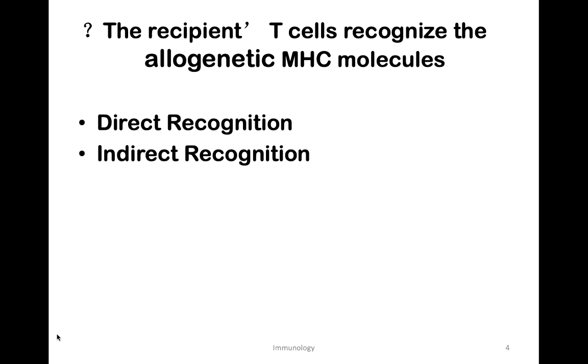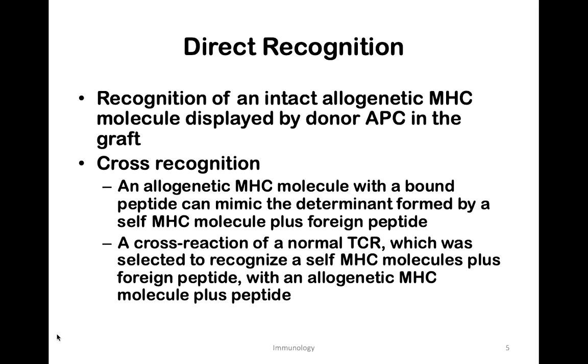There can be direct recognition and indirect recognition. We'll see what this is. Direct recognition is recognition of an intact allogeneic MHC molecule displayed by donor APC in the graft. That means the allogeneic MHC molecule present in the donor tissue can be recognized directly by the host T cell receptor, and sometimes cross recognition can occur.